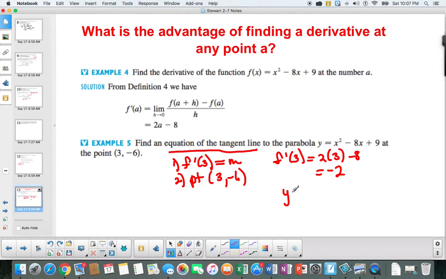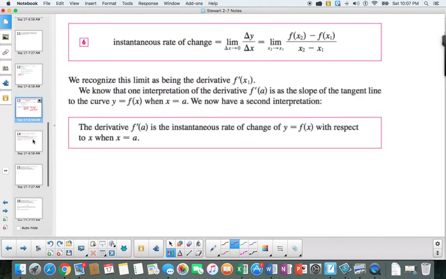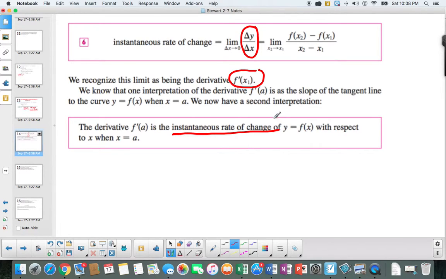We can write our equation, y plus 6 is equal to -2 times the quantity x minus 3. And you can leave it in point slope form. That is fine. That's the equation. Okay, so instantaneous rate of change is the limit of this slope idea as the denominator gets closer and closer to 0. And we can write it this way with a 2 points version here. And this is our notation that we use. And we call this instantaneous rate of change at a point a.